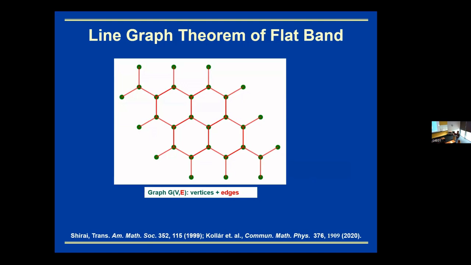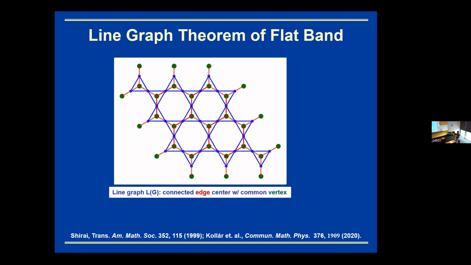This graph consists of vertices and edges, as I show you here, and then I choose the edge centers. And when two edge centers share a common vertex, I make another edge. Now I will take away the root graph, and I arrive at the Kagome lattice. So the Kagome lattice is a line graph of the hexagonal lattice.